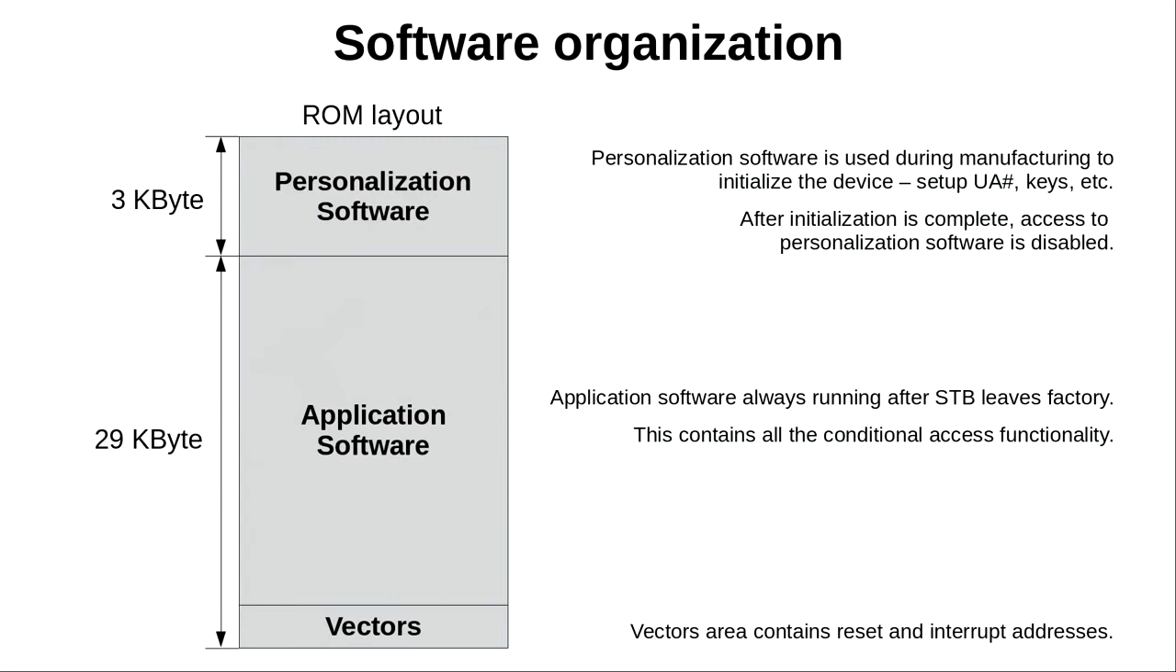One of the first things I saw in the disassembly was that there are two operating modes. During startup, values in RAM are checked, and if the ACP hasn't been initialized, it enters a personalization mode used during manufacturing to assign the unit address and seed keys. In normal conditions, after the set-top box has left the factory, this personalization software is bypassed and the ACP will always run its main application.